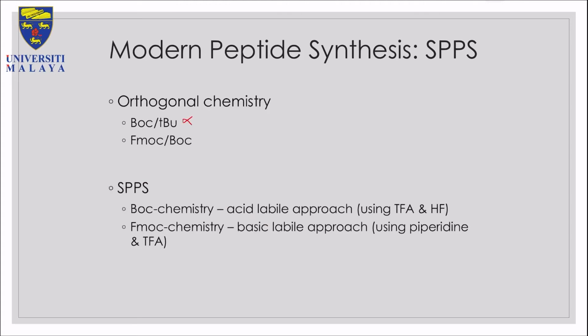Now, since I mentioned HF, we do have an HF facility in the chemistry department. So the orthogonal chemistry of Boc and t-butyl is not being utilized. What I utilize instead is what we call Fmoc and Boc, so Fmoc-Boc orthogonal chemistry. The difference is that you have your amine group over there, and instead of having a Boc on this site, we now have Fmoc. Why Fmoc? Because Fmoc is base labile, while Boc is acid labile, so they are compatible with one another.